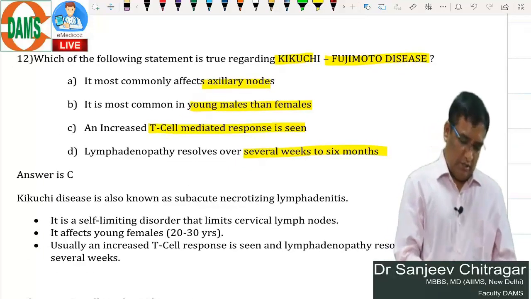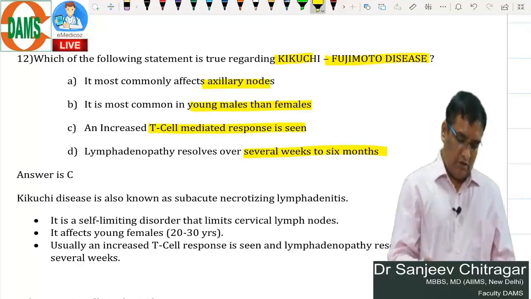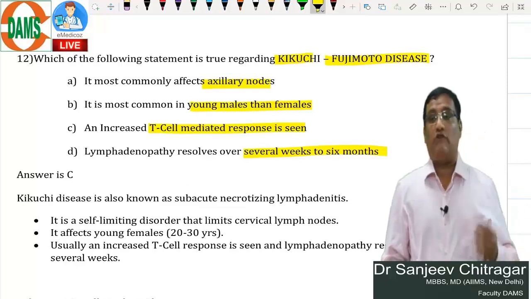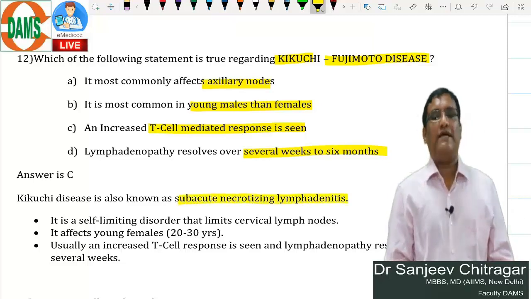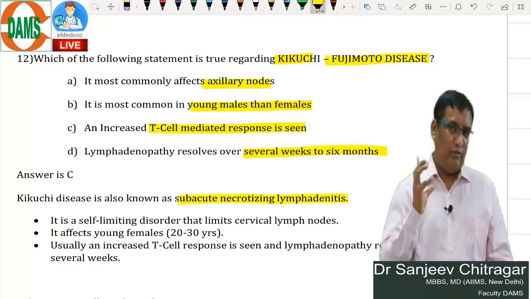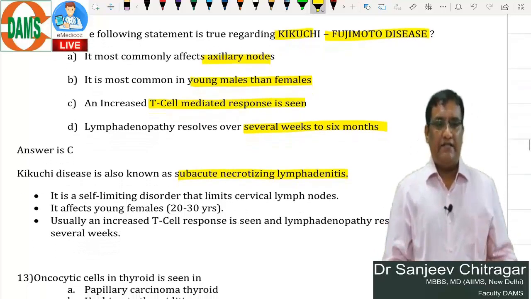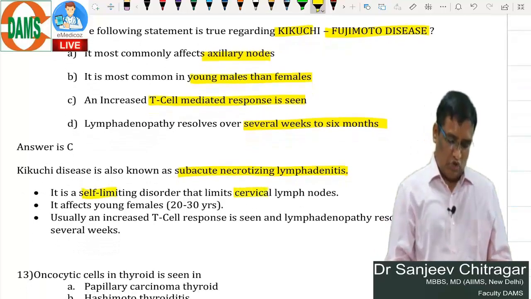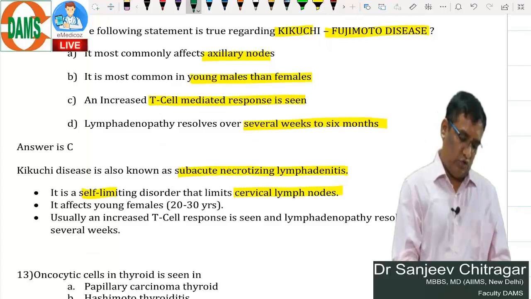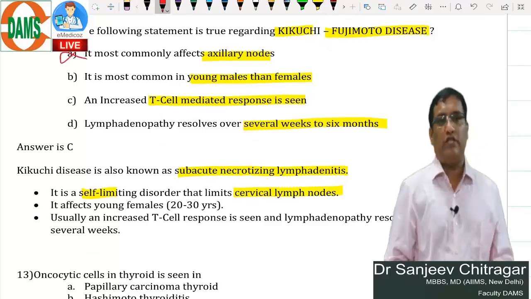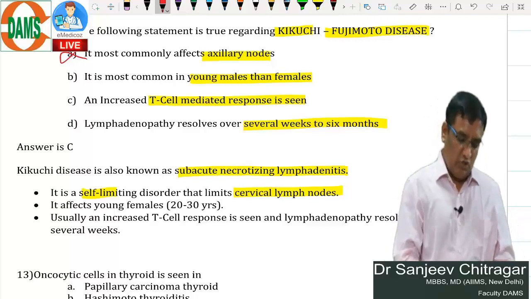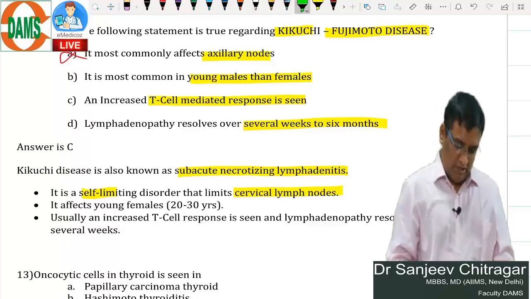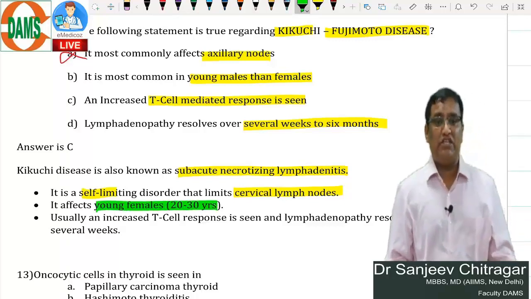Very important, Kikuchi's disease or Kikuchi-Fujimoto disease, some people short form it KFD, also known as subacute necrotizing lymphadenitis. So basically it will be a lymphadenitis, and this is a self-limiting disorder, most commonly affects the cervical node. So it is not the axillary node, that is wrong. Patient will present with cervical lymph node. It affects usually females, very important. It is not males, it is females, young females.